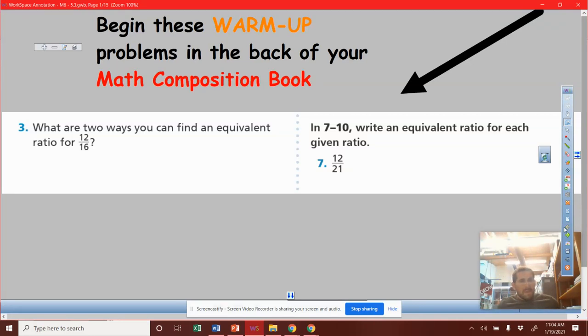All right, here's the warm up for today. Question number 3 says, what are 2 ways you can find an equivalent ratio for 12 divided by 6? So they're not saying find 2 equivalent ratios. What are the ways we can do it?